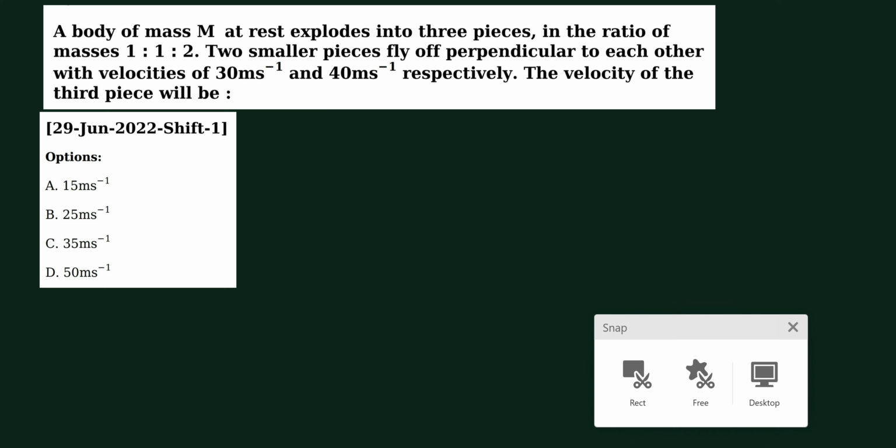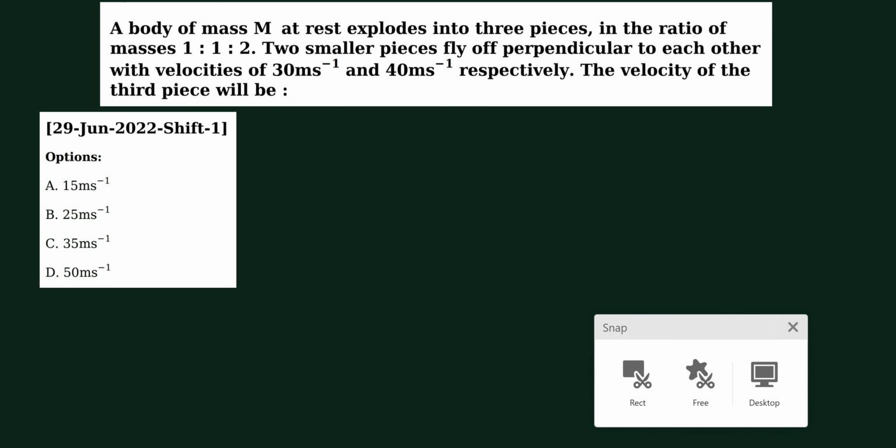A body of mass M, let us say this is the body of mass M, is at rest. It explodes into three pieces in the ratio of 1 is to 1 is to 2, which means one piece having mass M, another piece with mass M, and another piece with mass 2M. It exploded into three pieces, 1 is to 1 is to 2.